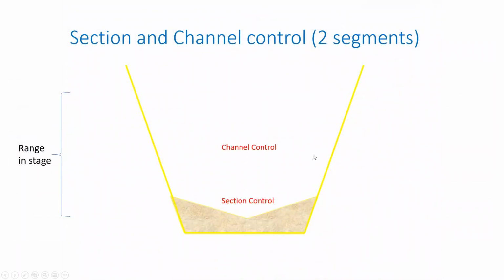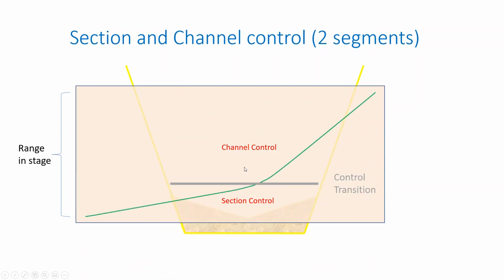If we have a section and channel control, so two segments, the range of stage here covers down to the section control, and we have both these controls affecting it. So we have a control transition. At this point, as the water comes up, the river's in section control, and then it changes to a channel control, which takes over from it. Then the shape of our rating in log looks like this. It goes flatter in section control, and then as we get up the steeper channel banks, it steepens up our curve. This is also known as a break point in Aquarius. We have to have a break point to tell it we're going to change from this slope to this slope. You'll see this more later.